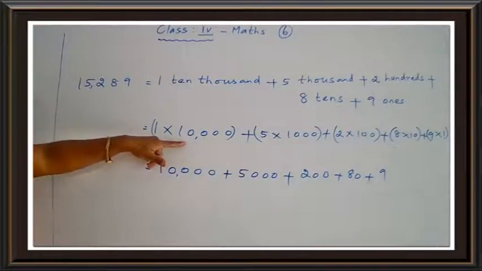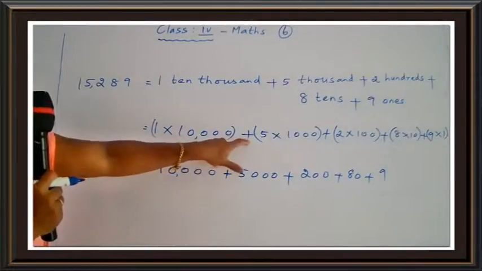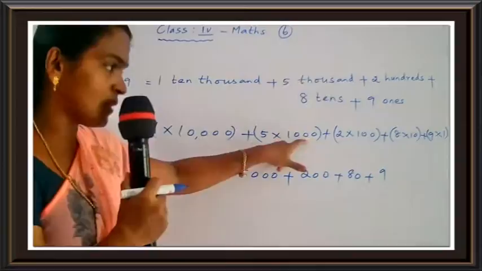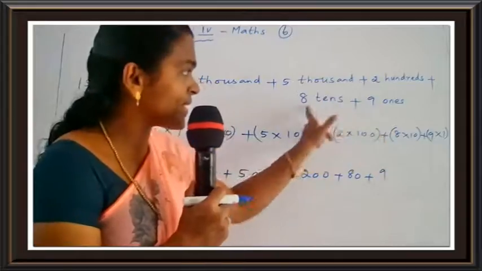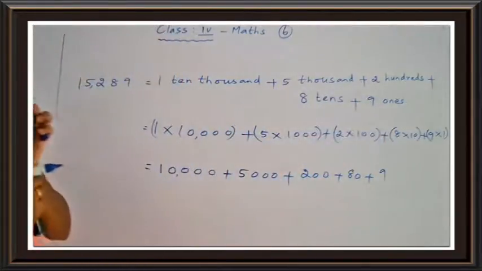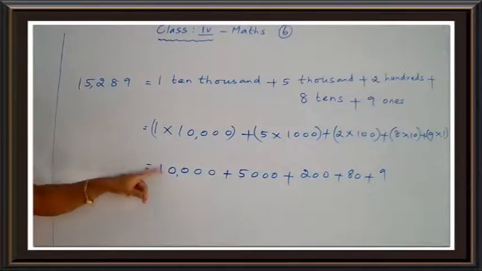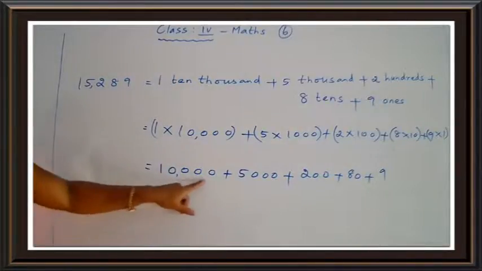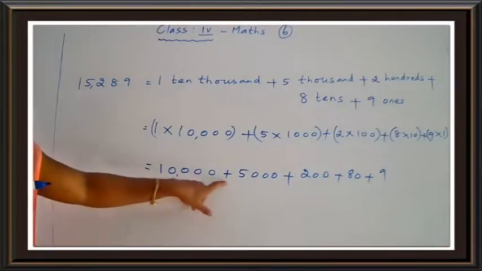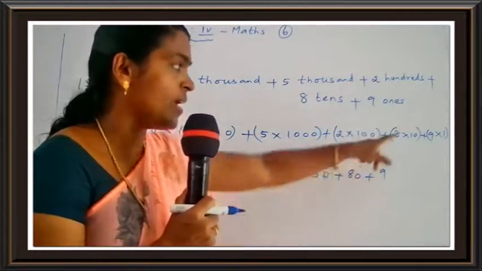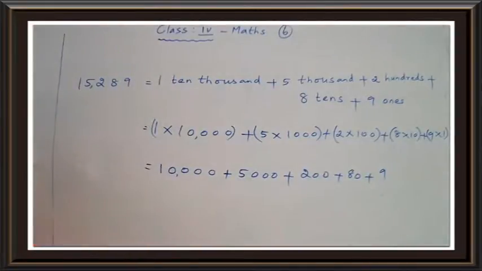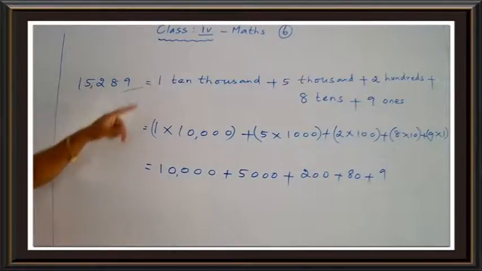So that's why 1 into 10,000. So that's why 1 into 10,000 plus 5,000 means 5 into 1,000, 200 means 2 into 100 plus 8 tens means 8 into 10 plus 9 ones means 9 into 1. Next you multiply. 1 into 10,000, what is the answer? 10,000 plus 5 into 1,000, 5,000, 2 into 100, 200 plus 8 into 10, 80 plus 9 into 1, 9. Okay. So we can write this number 15,289 in 3 different ways. This is first way, this is the second way, this is the third way.